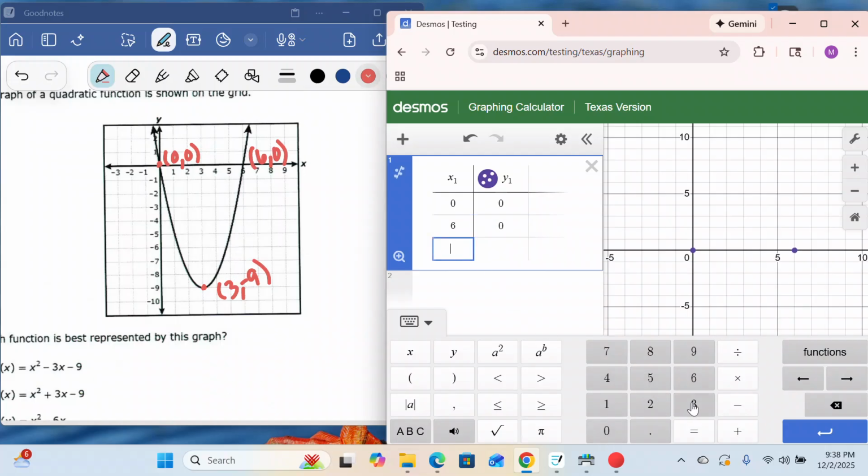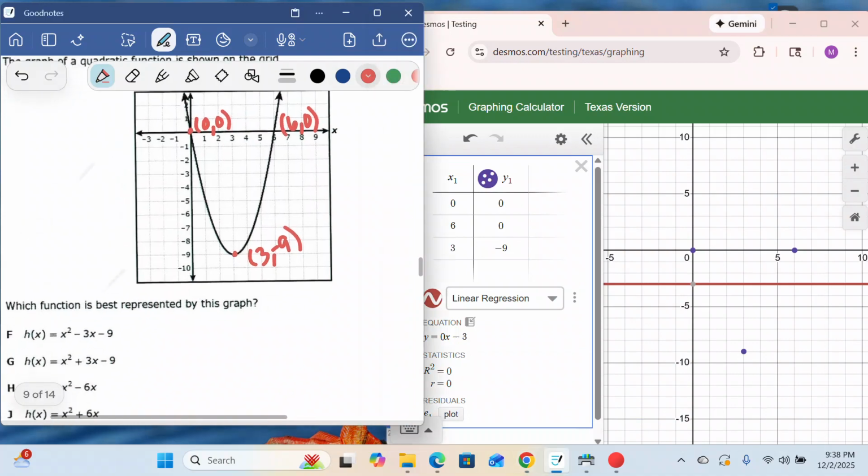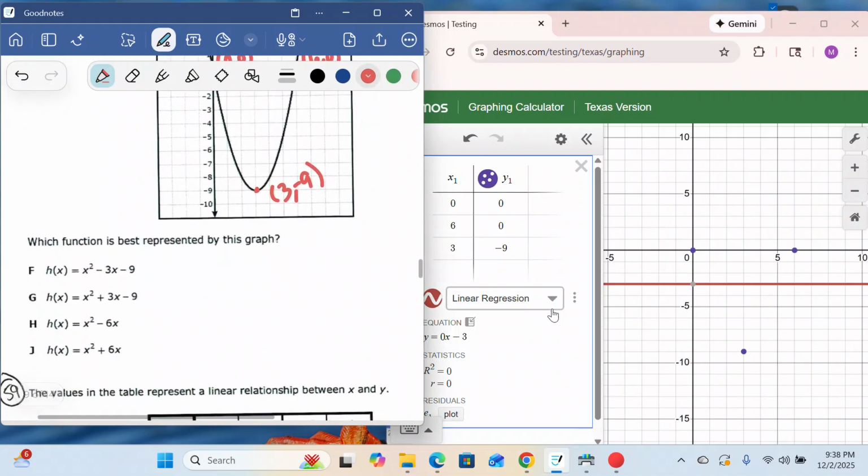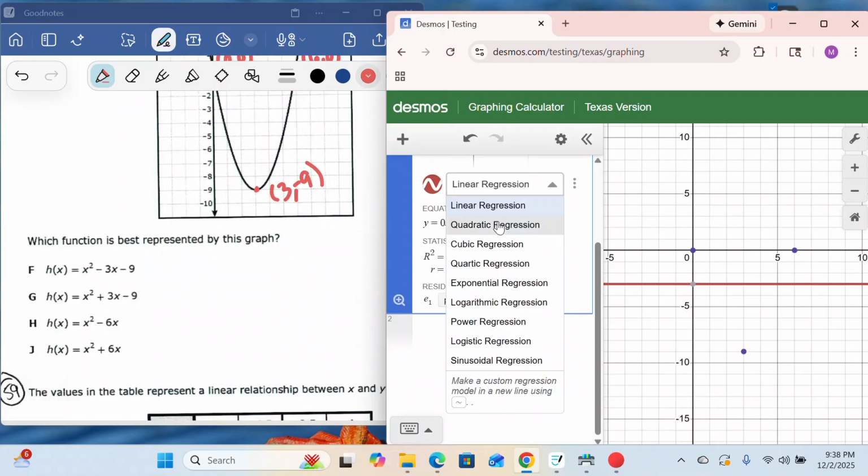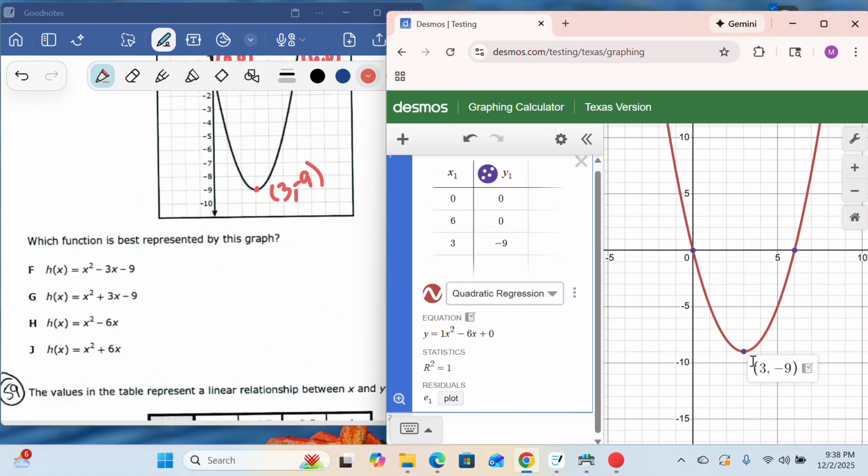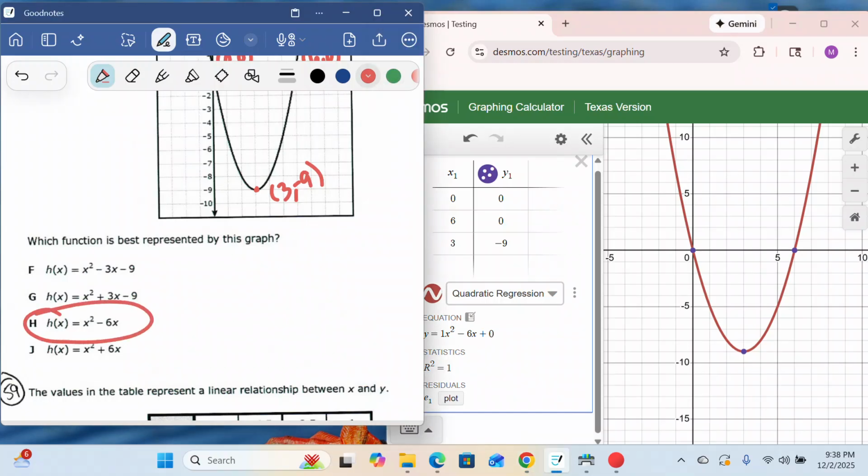I'm going to input 3, -9. I'm going to add regression. Remember, it's a U-shape, so it's a quadratic. And I'm going to go ahead and put the U-shape as quadratic. And there it is. 1x squared. All these are correct. Minus 6x. Plus 0. Our answer choice is letter H.